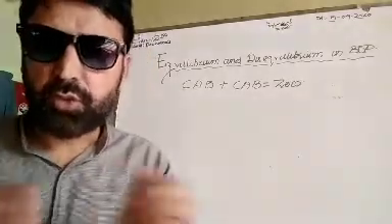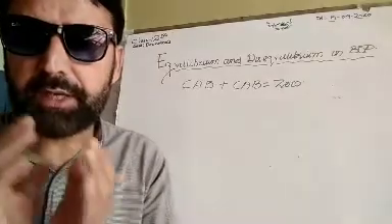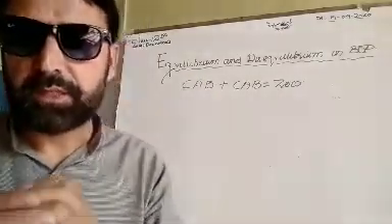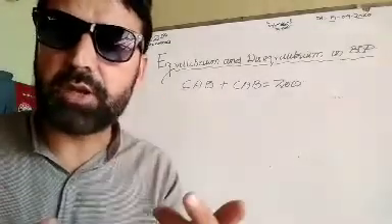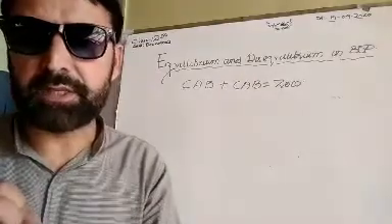Our today's topic is equilibrium and disequilibrium in balance of payment. Students, balance of payment equilibrium is struck when current account balance plus capital account balance plus errors and omissions are equal to zero. Then it is called equilibrium in the balance of payment.